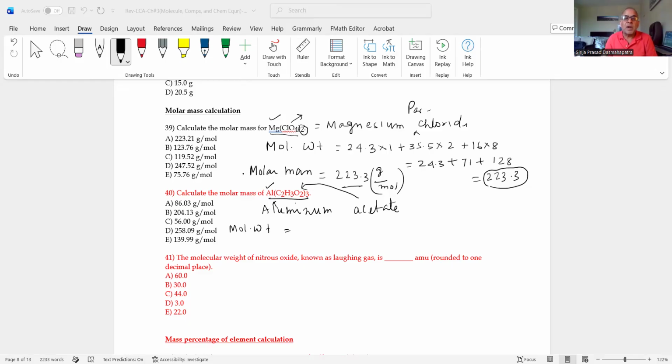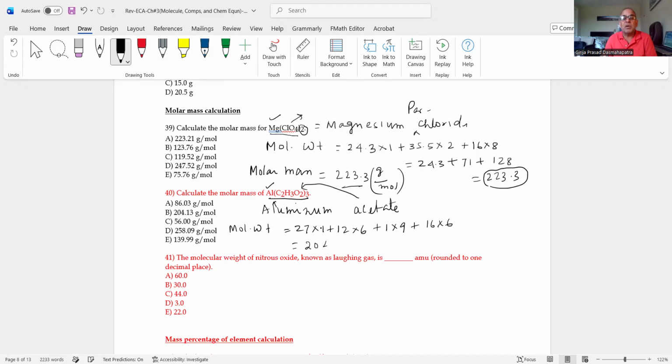So in case of aluminum, how many aluminum is there? Only one. So it is alumina approximately 27. How many carbon? Carbon 2 into 3, 6. So it will be carbon 12 into 6. The atomic weight of carbon is 12. Hydrogen is 9. So 1 into 9. Atomic weight of hydrogen is 1. Oxygen is 2 into 3, 6. So 16 into 6. So if you add them together, it will be coming approximately 204.